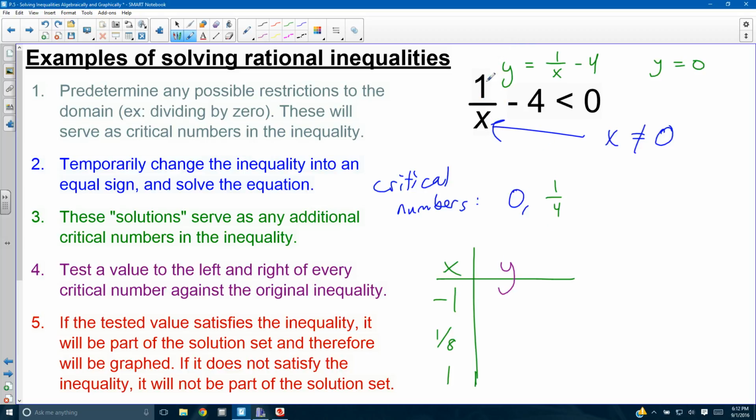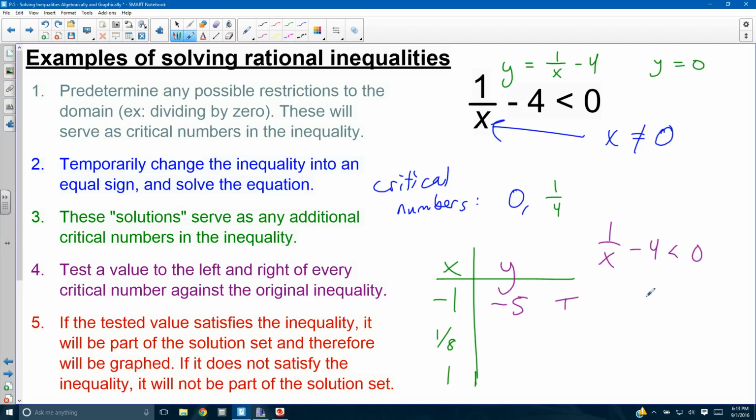1 over x minus 4 is less than 0. Now this was already set equal to 0, or this 0 was on the other side. So I'm good right here. 1 over -1 is -1. -1 minus 4 is -5. -5 is less than 0. This statement is true. By the way, off the top of my head, I'm not thinking about what this graph looks like. I wouldn't know, and I wouldn't know to tell you what's true or false beforehand.